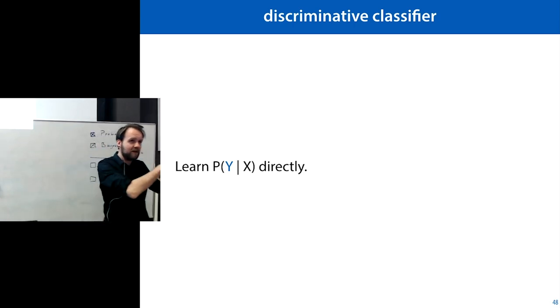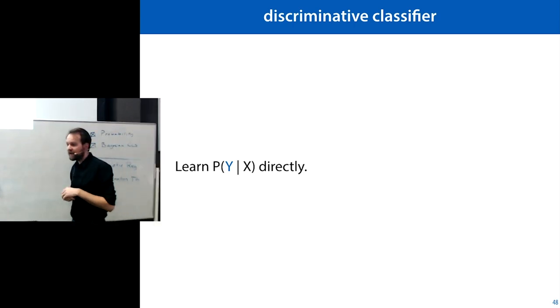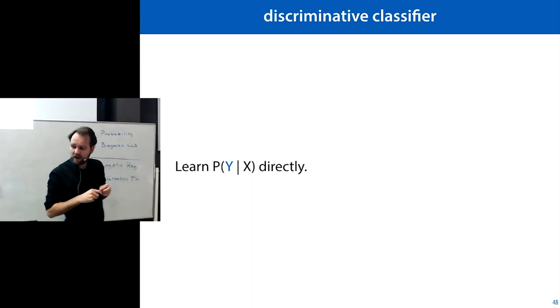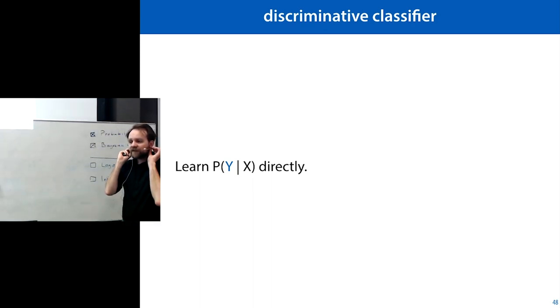And we'll do this on a continuous space. So forget about the emails and the discrete space that we saw before the break. We have some continuous space with continuous features. So X is a vector of continuous valued features. And we'll train basically a linear classifier.